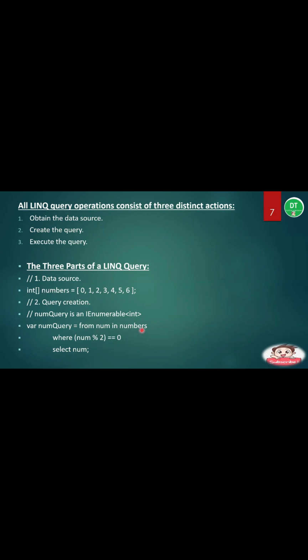So from num in numbers, then after that we are writing where, then in brackets we are writing num modulo 2 equal to 0. Means we want to fetch the number which we divide by 2 should have the modulo 0. Means we are trying to retrieve only even numbers here, because this condition is used for even numbers. Then after that we are writing select num. Means we want to retrieve only those numbers which are even from this numbers array, and we are storing this even number array into numQuery. This is the variable which we have created here.